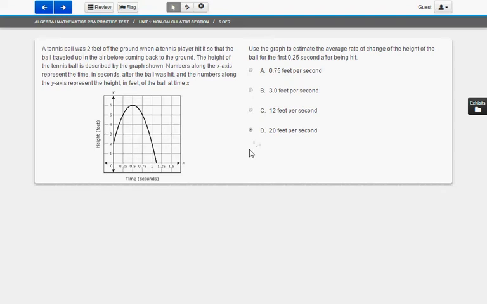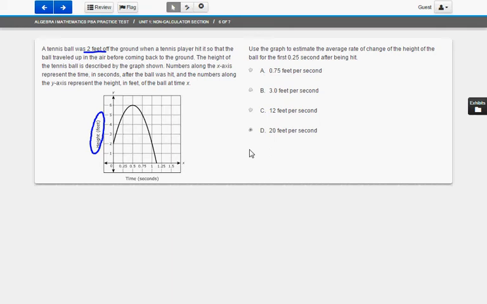I'm taking a look at question number 6 on the performance-based assessment for Algebra 1 using the Park Online Practice Test. Okay, the story here says a tennis ball was 2 feet off the ground when a tennis player hit it so that the ball traveled up in the air before coming back to the ground. It says the height of the tennis ball is described by the graph shown.